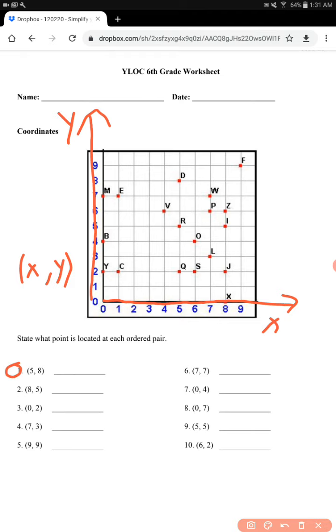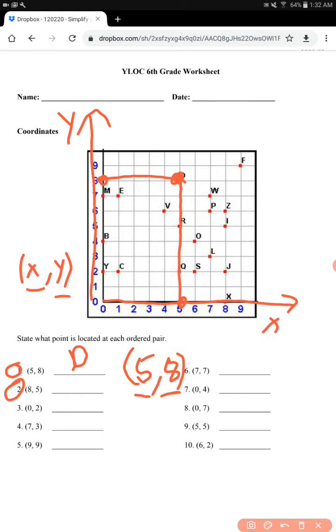If we look at number 1, (5, 8). Since 5 is in the x spot, you go 5 to the right horizontally. And 8 is in the y spot, so you go 8 upwards. Right here is 8, and you get to this point right here. That point was D. You just state what point is located at each ordered pair and find all the letters. Pretty easy.